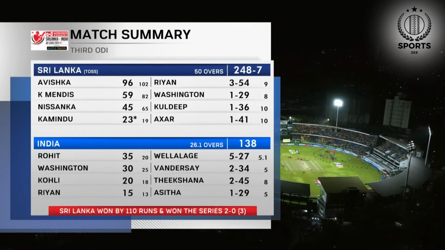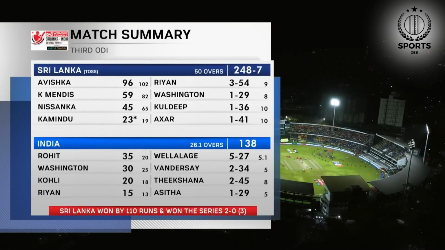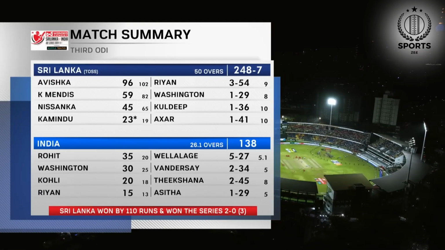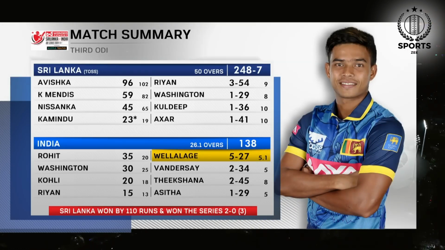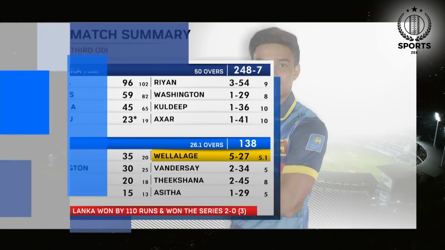And that's confirmation of that. Sri Lanka won the toss crucially for the third time in a row, and they elected to bat first. Avishka Fernando 96 off 102. Kusal Mendis 59 off 82. Riyan Parag was the pick of the bowlers for India, but it proved too much. Dunith Wellalage, the star of the show, 5 for 27 in 5.1 overs. And Sri Lanka win by 110 runs and win the series 2-0.